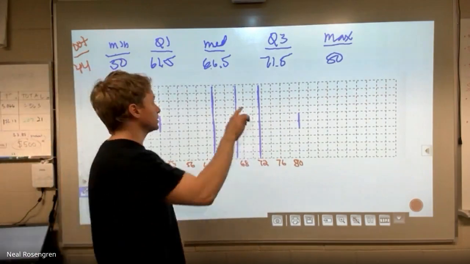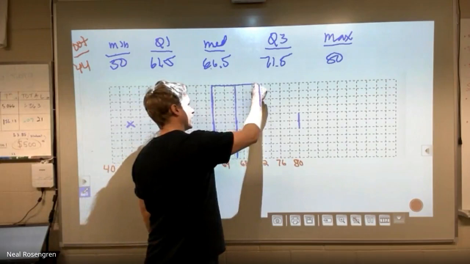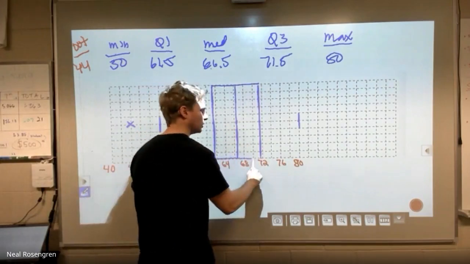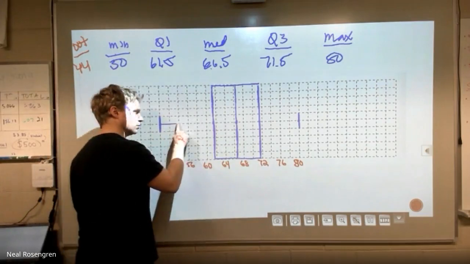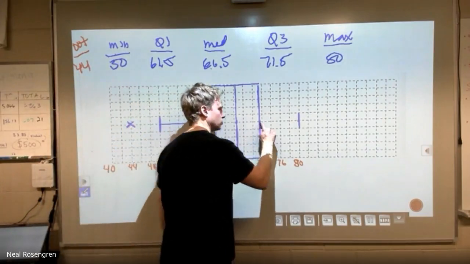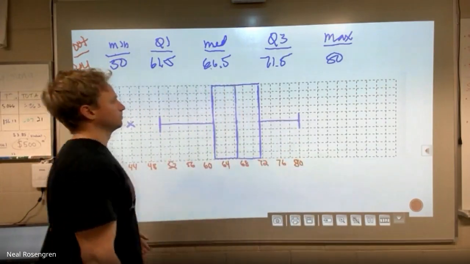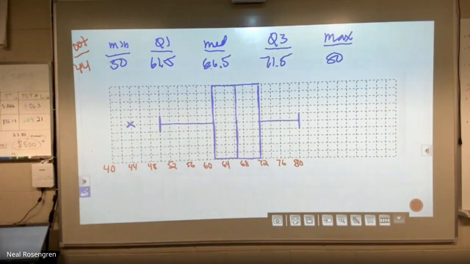Okay, across the top of your box, across the bottom. Okay, but no line in the middle, because that's only for our. And there's that box plot.